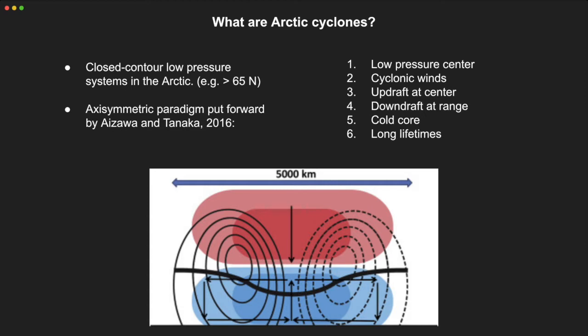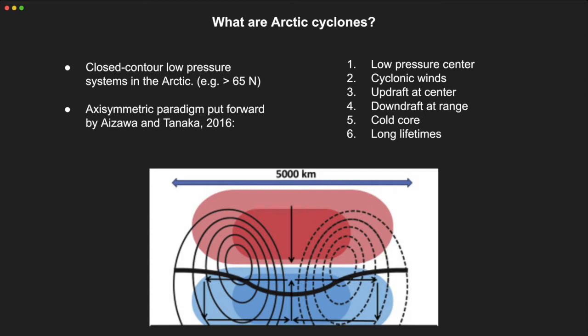And in their paper, they put forward this figure at the bottom of this slide, which is an axisymmetric paradigm for Arctic cyclone structures. So there'll be some familiar features for you if you're familiar with mid-latitude cyclones, like a low-pressure center and cyclonic winds around this low-pressure center. There's updrafts at the center and then downdrafts further at range. And then maybe some features which are less familiar if you're looking at mid-latitude cyclones, like a cold core, longer lifetimes, and a larger spatial diameter.